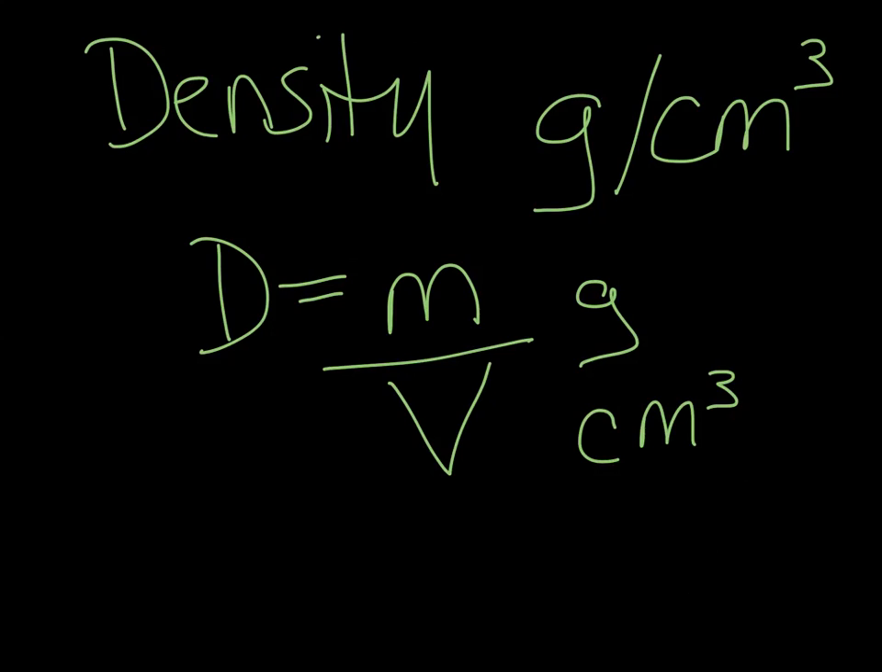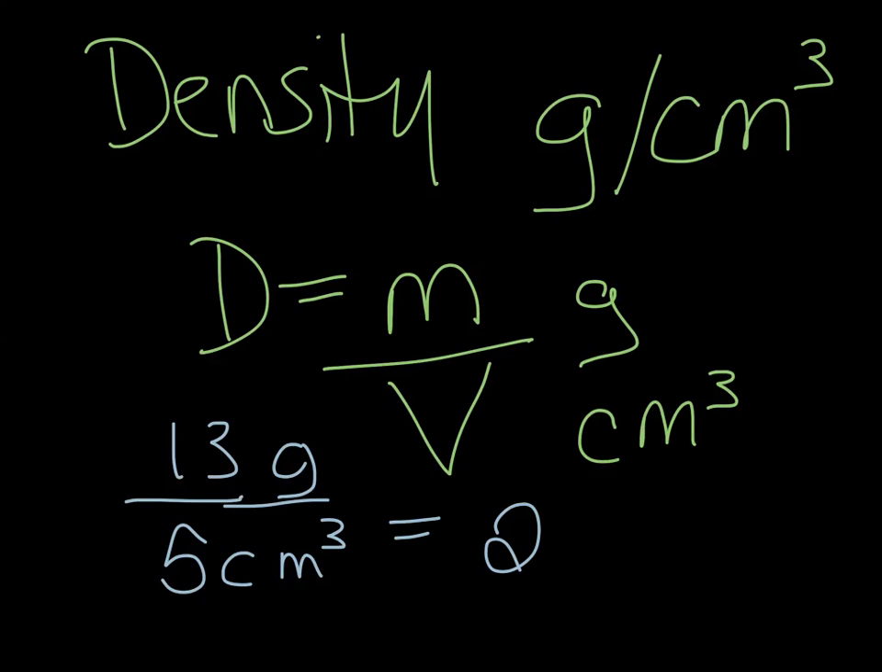Let's do a quick example of this. If I take this formula and I substitute some information in there, such as 13 grams over 5 centimeters cubed, this is going to come out to 2.6 grams per centimeter cubed. And this is actually the density of glass.